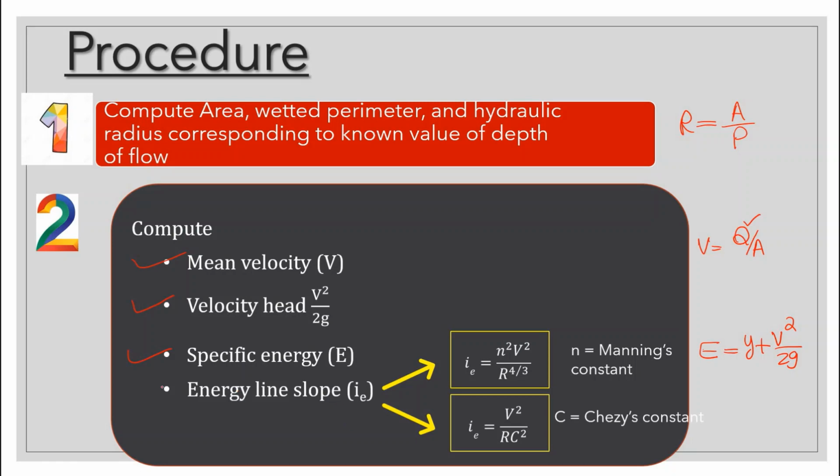Now, energy line slope. Energy line slope can be calculated by using 2 equations according to the data given. If Manning's constant is given, use the equation n square V square divided by R raised to 4 by 3. So this is the equation for finding energy line slope when Manning's constant is given. If Chezy's constant is given, you have to use the equation I is equal to V square by R into C square. So these are the equations for calculating energy line slope.